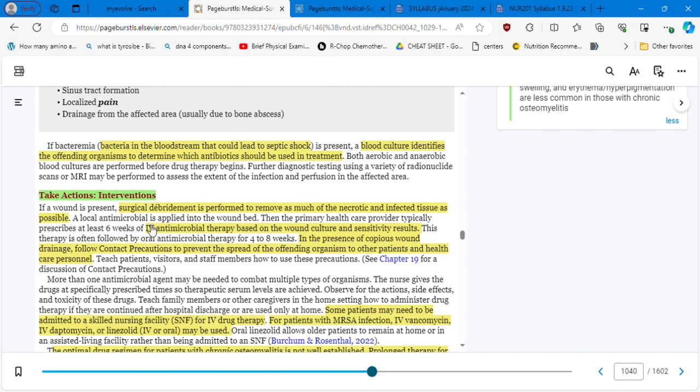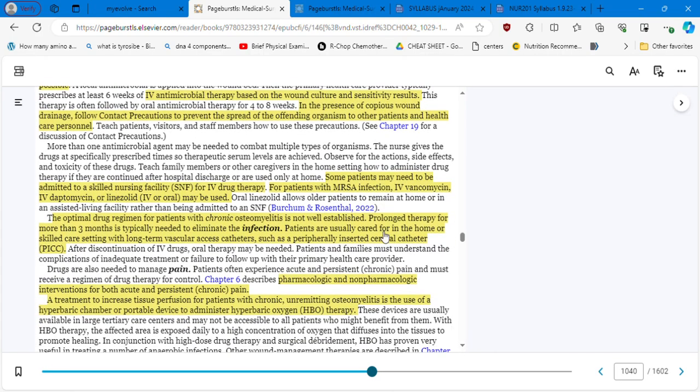Interventions: surgical debridement is performed to remove as much of the necrotic and infected tissue as possible. Also, they are going to use IV antimicrobial therapy based on the wound culture and sensitivity results, of course. In the presence of copious wound drainage, follow contact precautions to prevent the spread of the offending organism to other patients and healthcare personnel. So this patient needs to be in isolation, period. Every time you enter, you wear your gown and all your protective PPE corresponding to that disease. Some patients may need to be admitted to a skilled nursing facility for IV drug therapy.